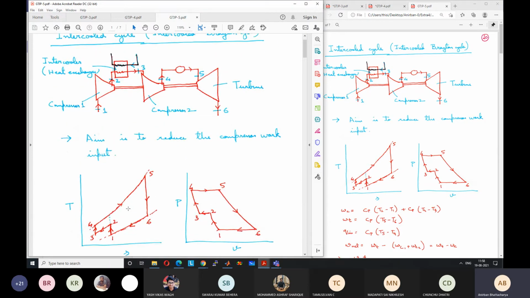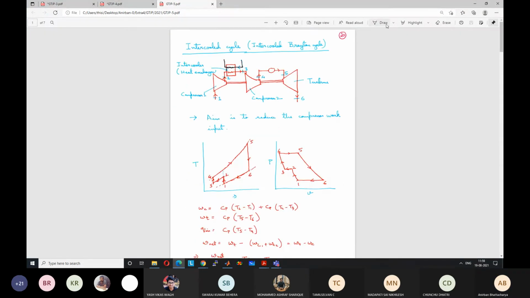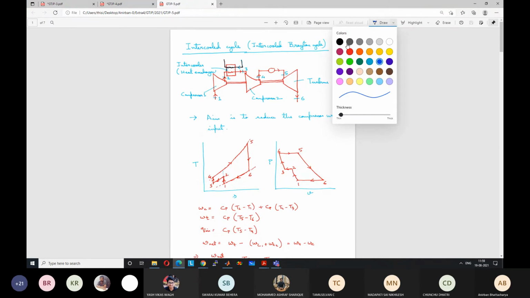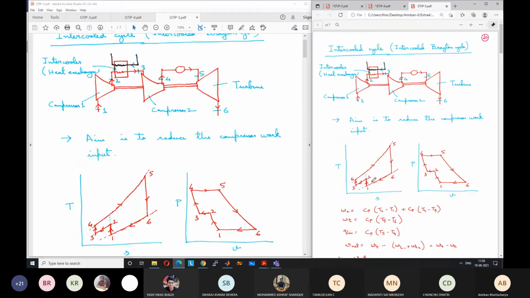So the idea is that we have shifted this part of the process to a lower entropy part by using the intercooler. So what will happen in that case? How will it affect the overall compressor work input?